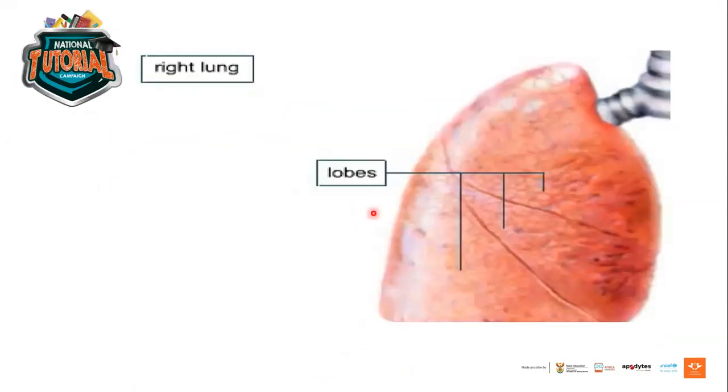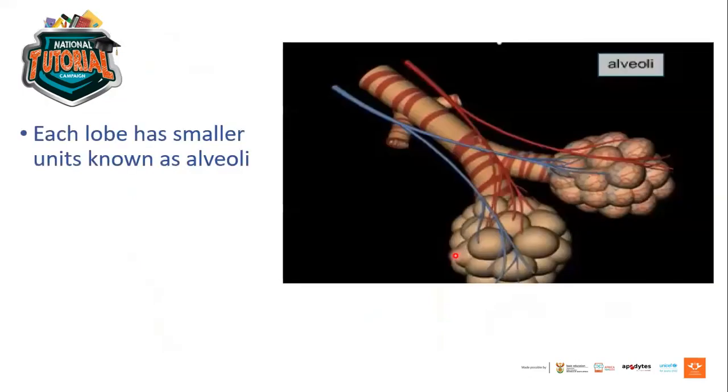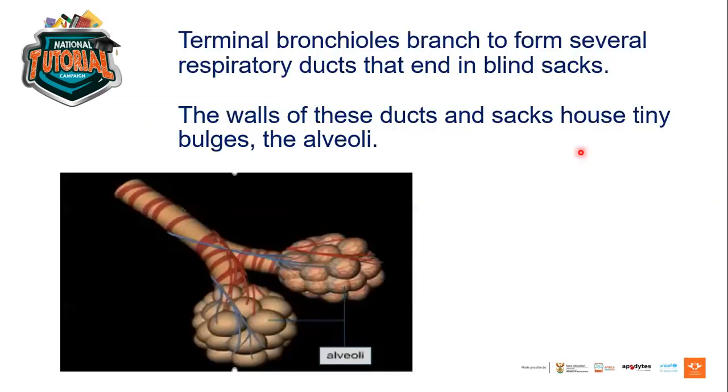Here's another clearer image. There are the lobes clearly identified here, and the left lung, only the 2 lobes. Now each of the lobes has what we call smaller units, which are known as the alveoli. You remember from last week's lesson, we learned that these alveoli are at the ends of the walls of what we call the bronchioles.